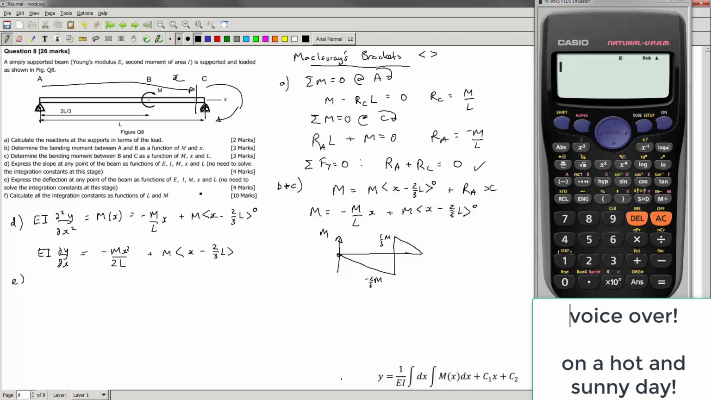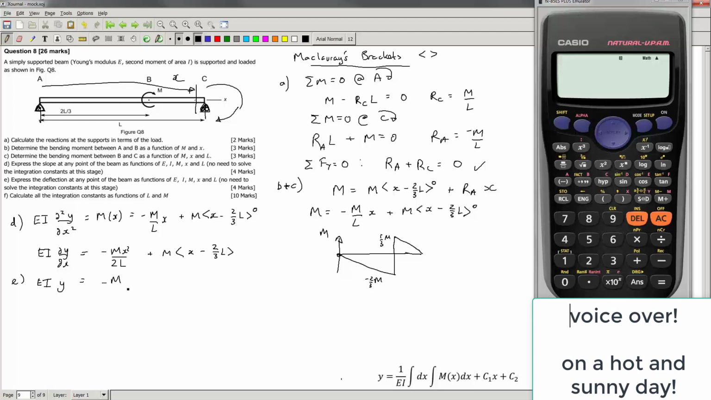Let's move on to part E. Part E says, now can you tell me the deflection? So this is saying, can you tell me what the y is? So I need to integrate this equation again. On the left hand side, the first order derivative, we need to integrate it, that's straightforward. Now let's integrate the terms on the right hand side.